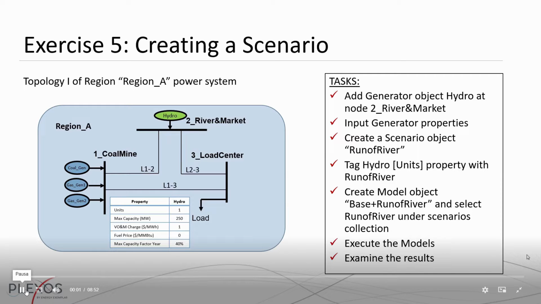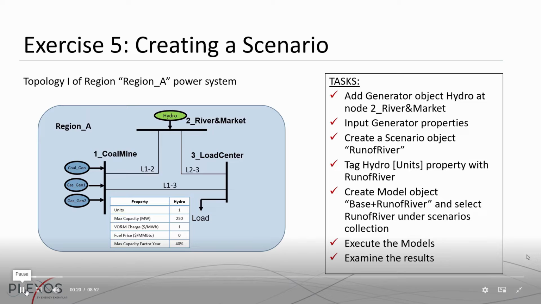Exercise 5, creating a scenario. In this exercise, we are going to use the same base topology. Our tasks will be to first add a generator object called hydro and make sure that it injects into node 2 river and market. We will then add in the properties for the generator hydro.